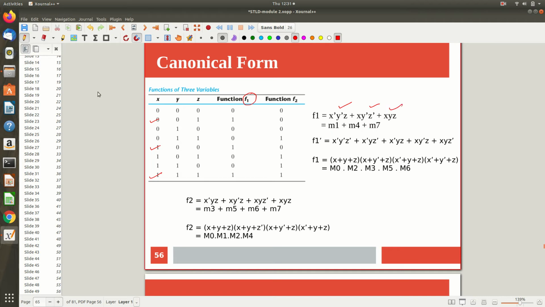Now this is m0, this is m1, m2, m3, this is m4, this is m7. So F1 is giving m1, m4, m7. So it is also represented by sigma of 1, 4, 7. All these notations are the same.